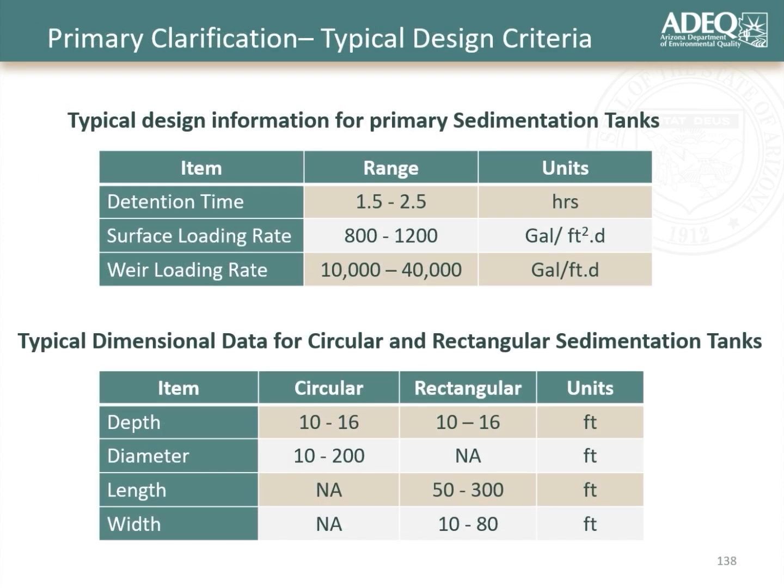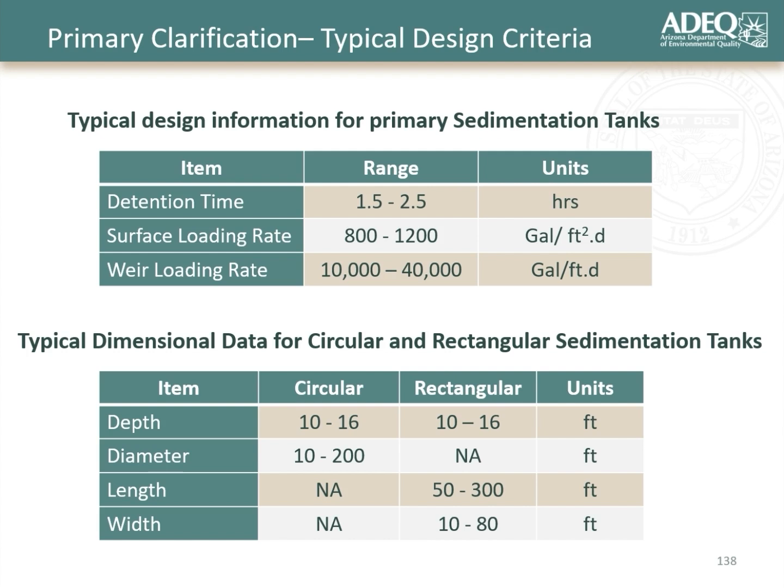So a couple of standard design considerations for clarifiers. Typical detention time is in the range of 1.5 to 2.5 hours. The surface loading rate should be between 800 to 1,200 gallons per day per square foot. The weir loading rate should be between 10,000 to 40,000 gallons per foot per day.